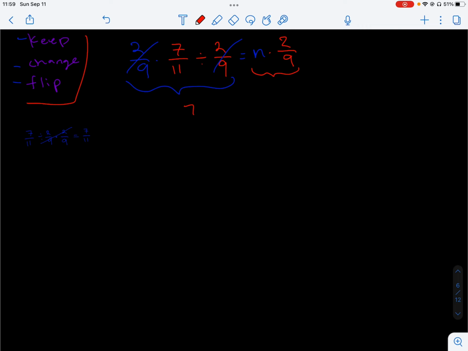On the left-hand side, we're now left with 7/11. And on the right-hand side, I'm going to rewrite this. n is the same thing as n divided by 1, because any number divided by 1 is equal to itself. And n divided by 1 times 2 divided by 9 is equal to 2 times that number divided by 9. I'm doing this for a specific reason, because sometimes it helps to rewrite a fraction in this way.